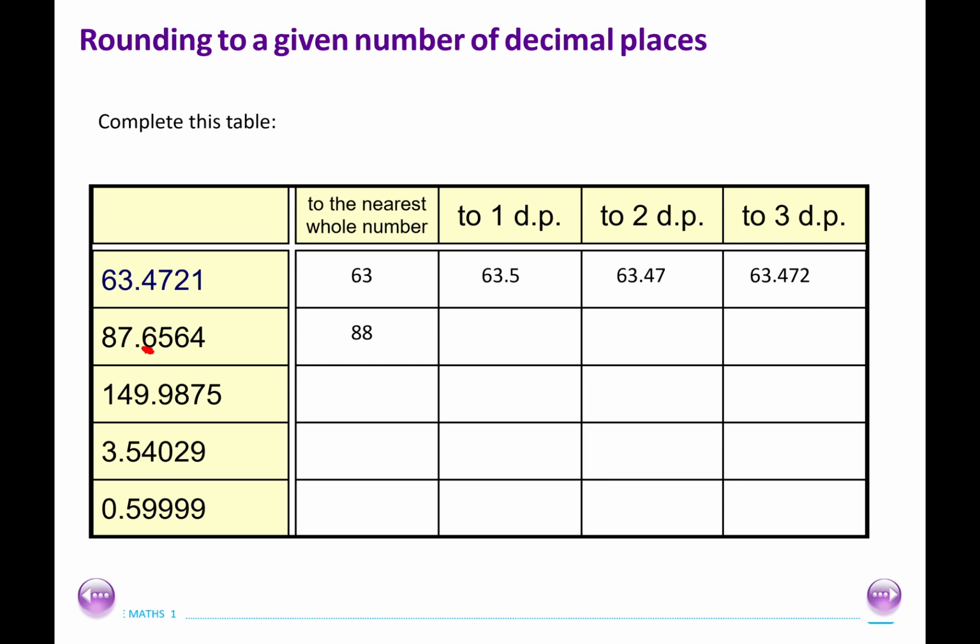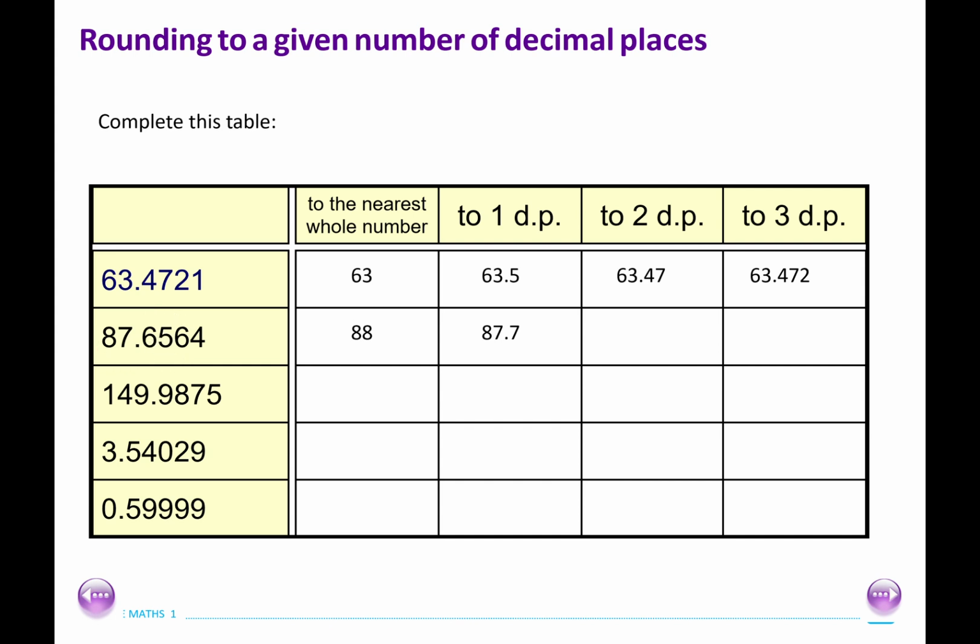Let's round it to one decimal place. We keep everything up to the first decimal place. And we look at the second decimal place to see whether we round up or down. The second decimal is 5, and therefore we round up. This gives us 87.7.